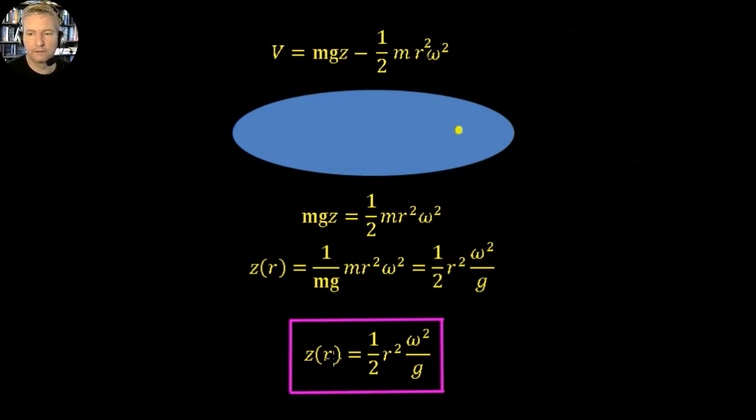And we can see here that z is a function of the square of r. So this is a parabolic function. It means that the new shape for our water, which is rotating, is going to be a parabola.